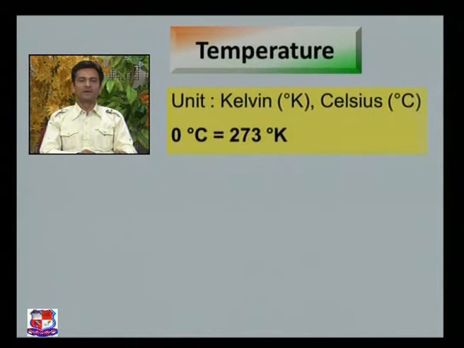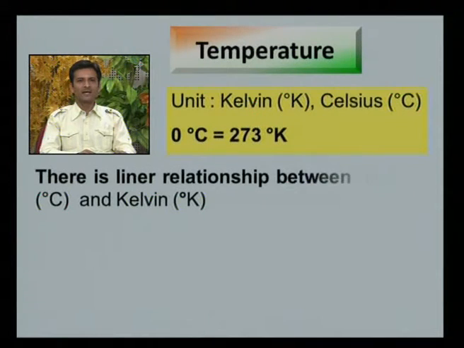The units of temperature are Kelvin and Celsius, represented by degree capital K, and Celsius represented by degree and capital C. The relationship between Kelvin and Celsius is 0 degree centigrade equals 273 degree Kelvin. Centigrade and Celsius are the same unit. There is a linear relationship between Celsius and Kelvin as represented here.